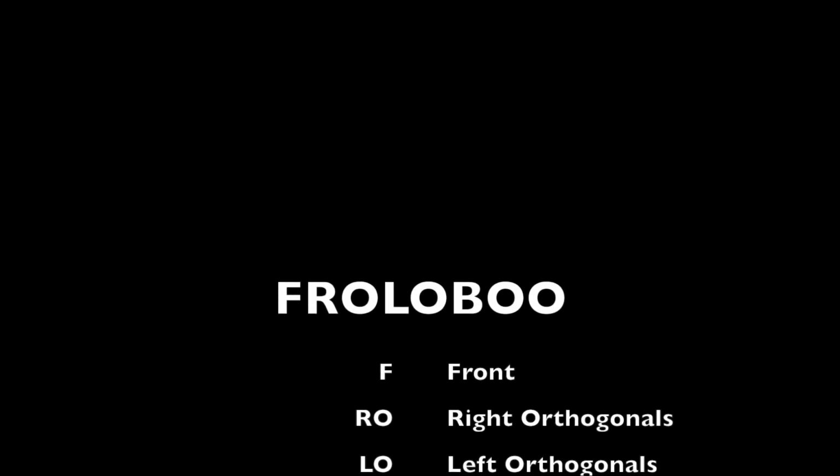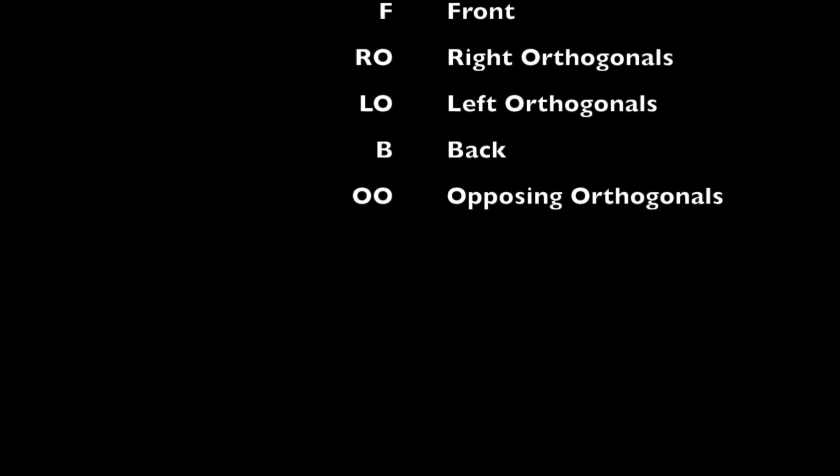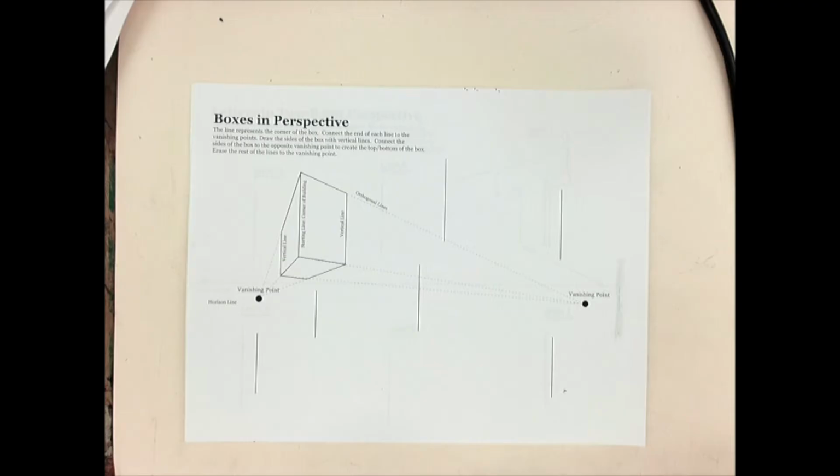Okay, so for drawing boxes in 2-point perspective, we have another abbreviation, which is FROLOBU, which means front, right orthogonals, left orthogonals, back, and then opposing orthogonals. So let's take a look at how this works in practice. We're going to draw some boxes in perspective.